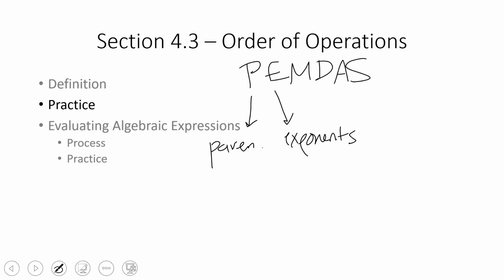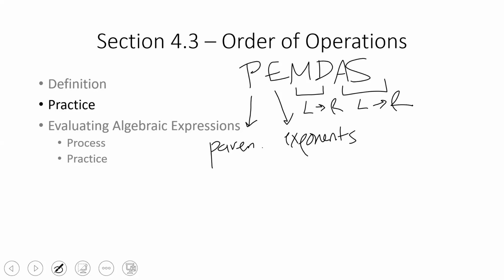And then a lot of times people think that we have to do multiplication before division. That is actually not the case. So these are together. Whichever occurs first, we're going to do them left to right. And the same with addition and subtraction. Just because it's first in the mnemonic does not mean we have to do it first. It's just whichever one appears first on the left.